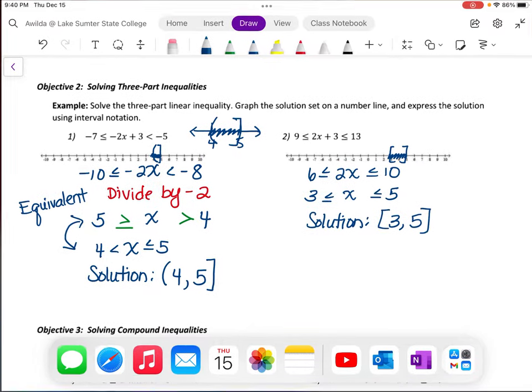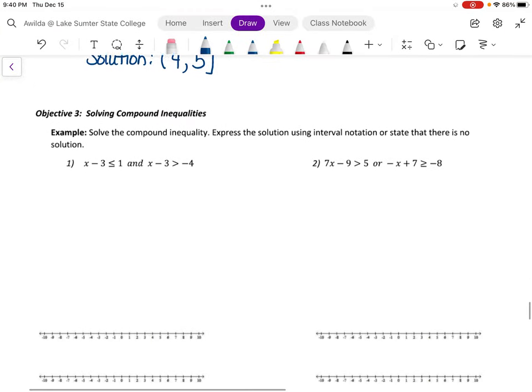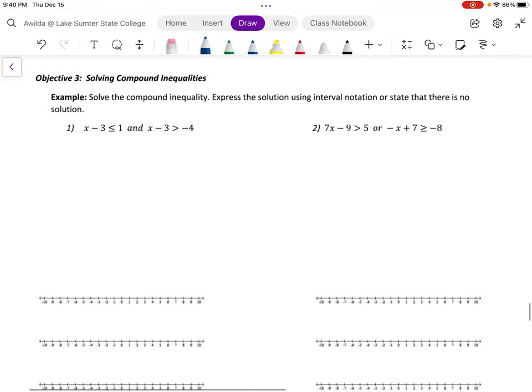Finally, we'll look at compound inequalities. Compound inequalities either include the word and or they include the word or, and they do mean different things. In the first example here, we have that x minus 3 must be less than or equal to 1, and at the same time, x minus 3 must be greater than -4. We can solve each part of the inequality individually.